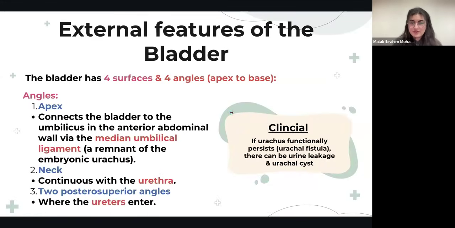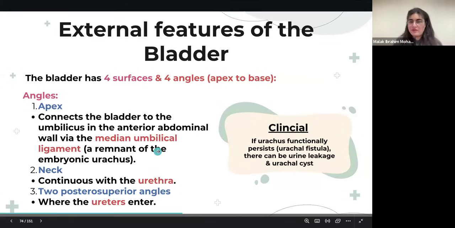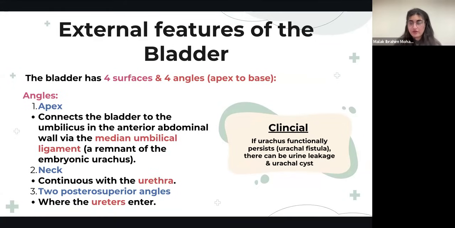The significance of this median umbilical ligament is that it's actually a remnant of the embryonic urachus. The embryonic urachus is important because it's the structure that connects your bladder to the embryonic sac. This is how the baby replenishes its amniotic fluid from the urine. When the baby is born, this urachus is obliterated and it wouldn't exist anymore. Then you would have your median umbilical ligament, which is the remnant of the embryonic urachus.